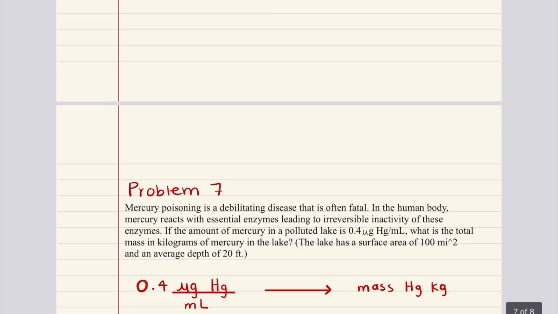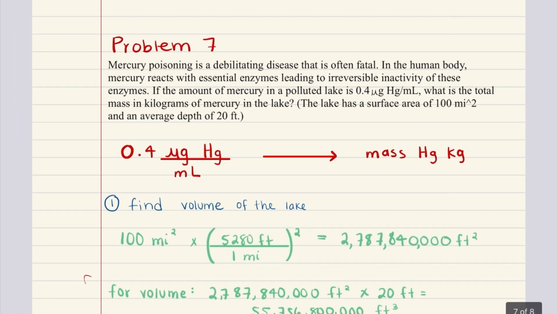With that being said, we can move on now to problem number 7. This is one of the more difficult problems. This one and problem 8 are going to be more challenging problems, but we're going to break it down together, so do not worry. Problem 7 reads, mercury poisoning is a debilitating disease that is often fatal. In the human body, mercury reacts with essential enzymes, leading to irreversible inactivity of these enzymes. If the amount of mercury in a polluted lake is 0.4 micrograms of mercury per milliliter, what is the total mass in kilograms of mercury in the lake? The lake has a surface area of 100 square miles and an average depth of 20 feet.